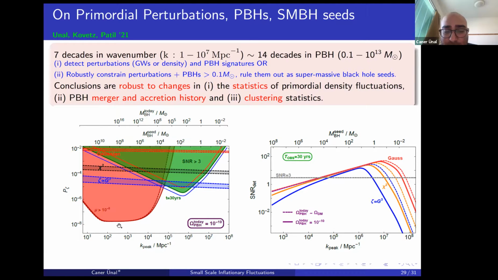So you see here in this plot, P zeta, the primordial density perturbations. On the x-axis, you see the momentum scale. And on top, you see the primordial black hole mass, the seed of it, when they are first formed. And on top of it, what is the value for them today?